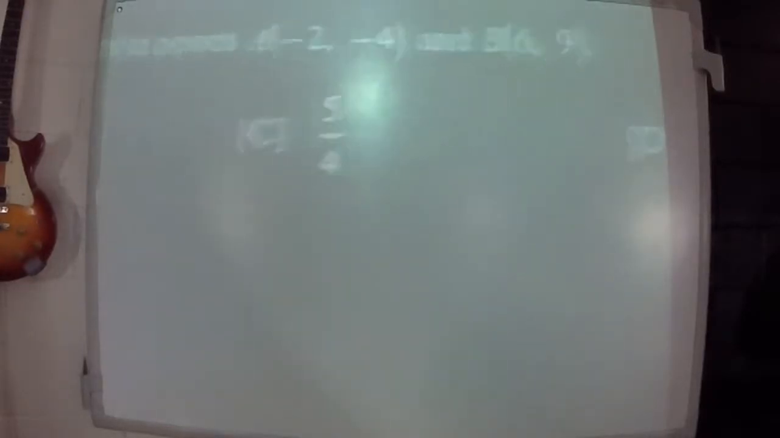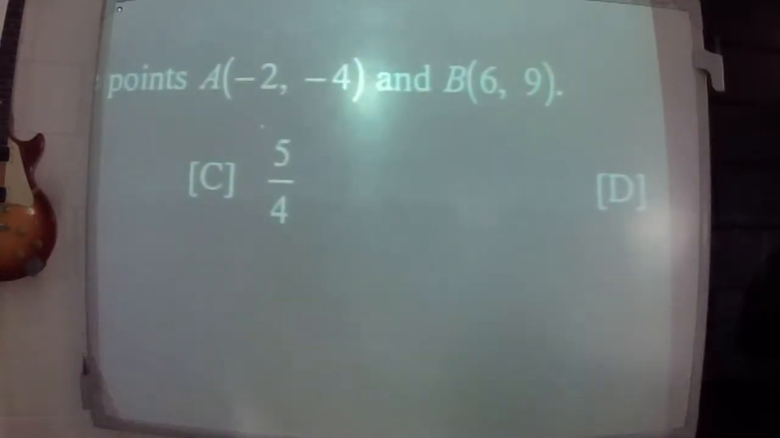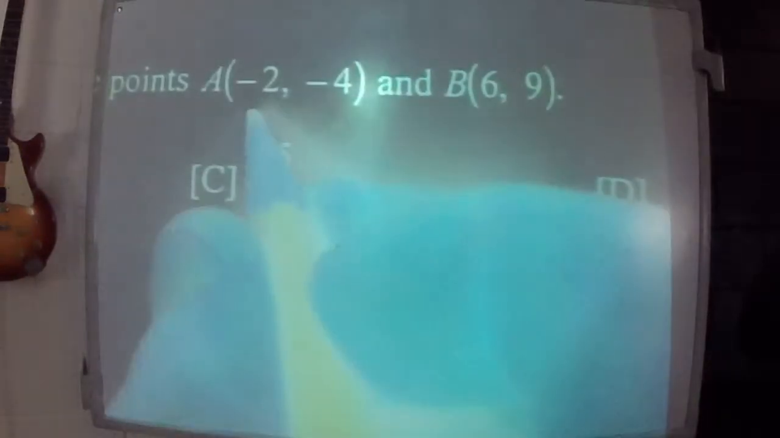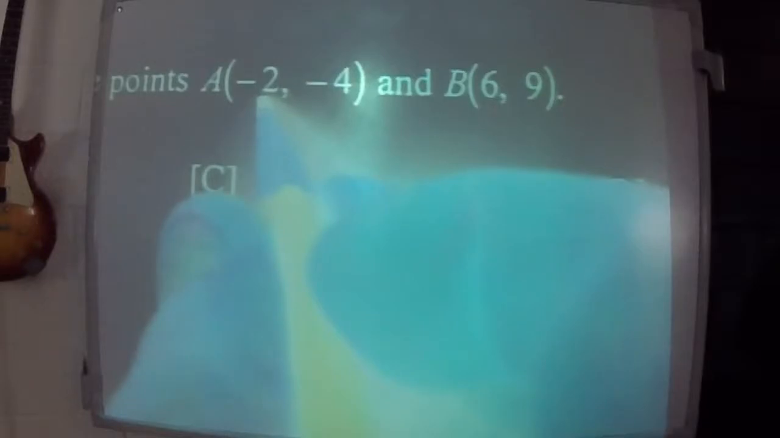All right, find the slope through these points. First thing we should do is what? Starts with an L. Label. So this first one, -2 and -4, is what?